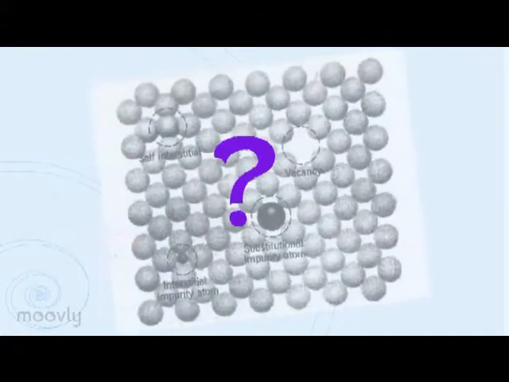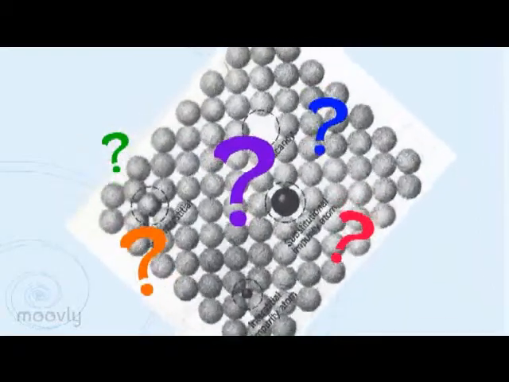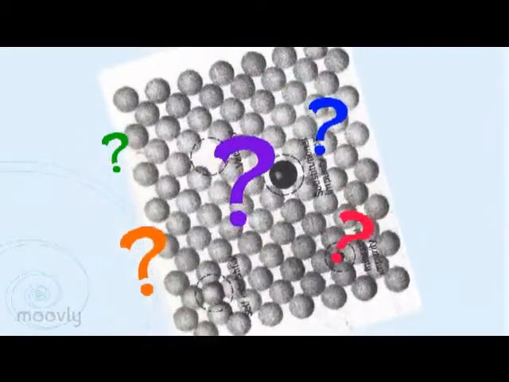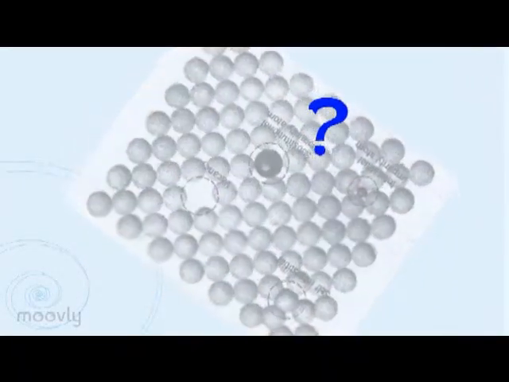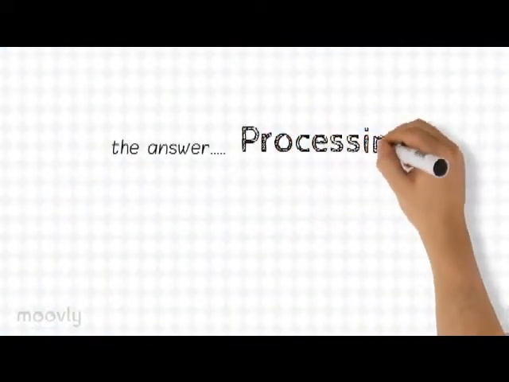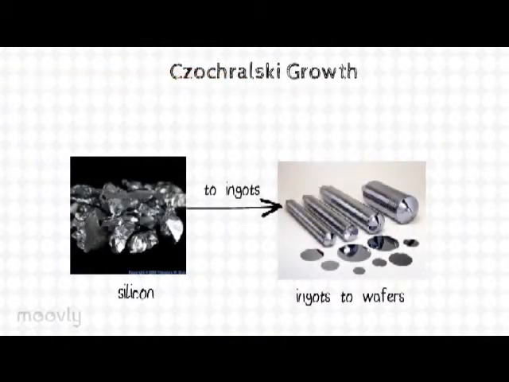So how can we control these defects? How can we produce such pure silicon? How can we make single crystal silicon? Well, more often than not, impurities are created during processing. The most common method for producing silicon ingots is Czochralski growth, also referred to as CZ growth.